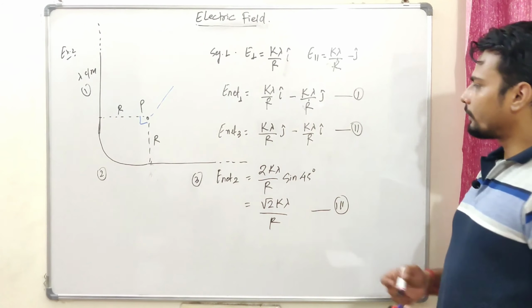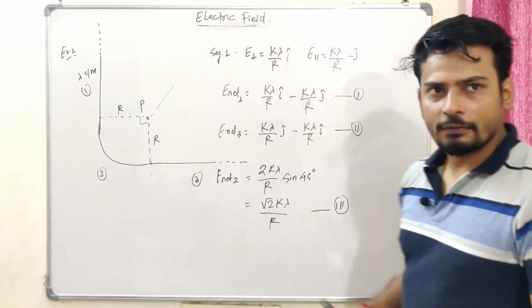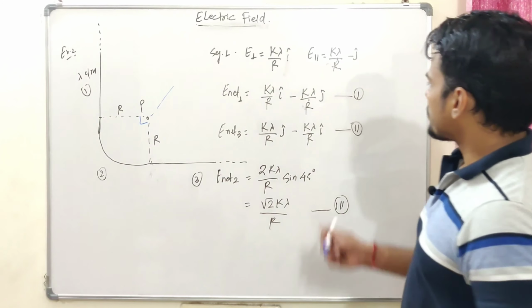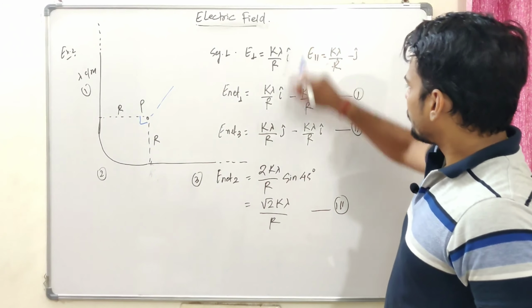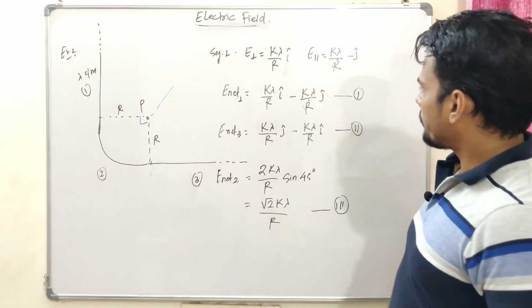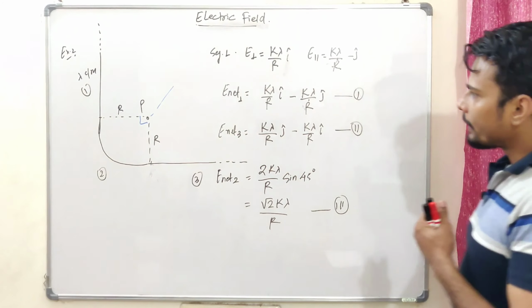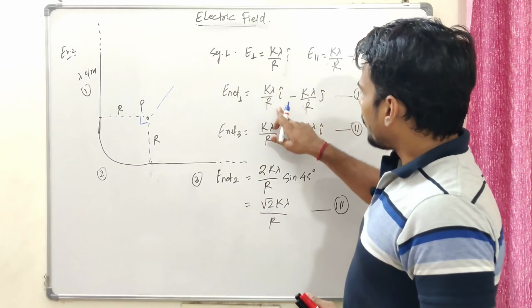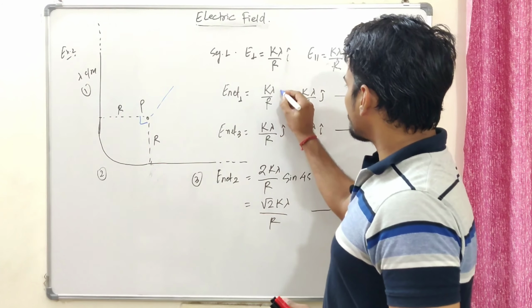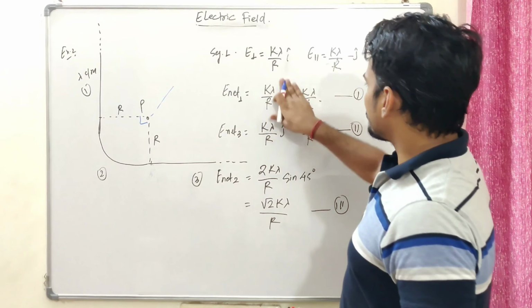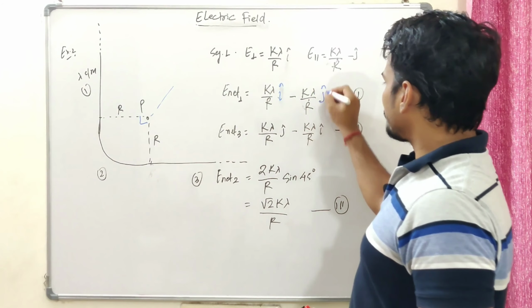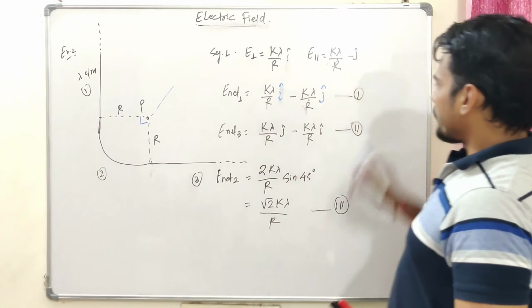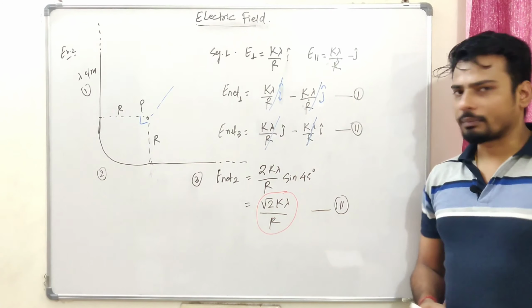Now if I add it up, I'll get the net electric field due to this arrangement. You can see the i cap and the j cap terms, everything is correct. Now this j cap would be cancelled, this i cap would be cancelled, so the net electric field because of this arrangement would be nothing but only due to this arc, and that's going to be root 2 K lambda by R.